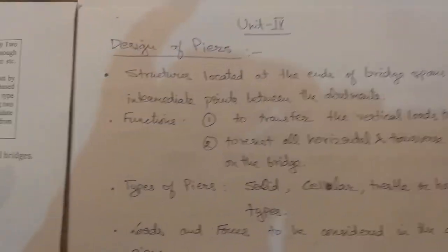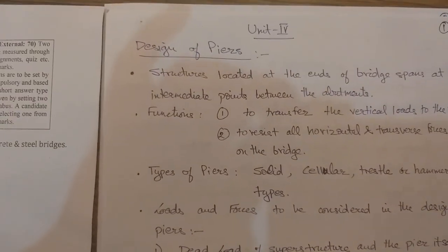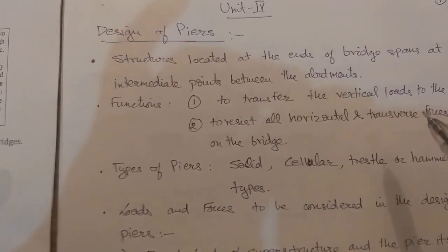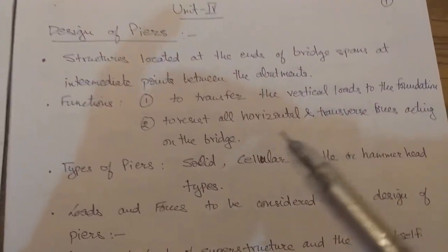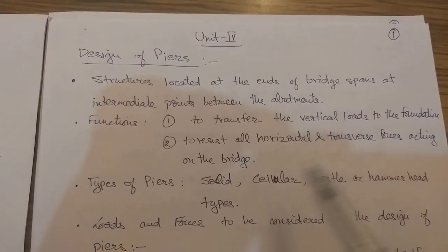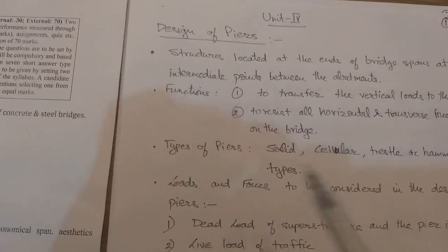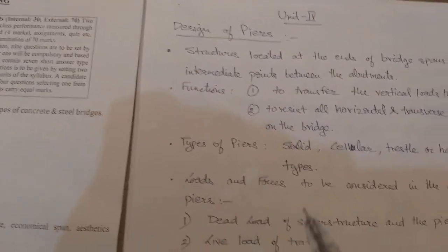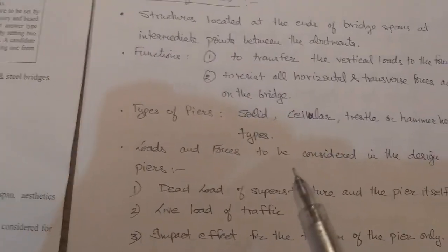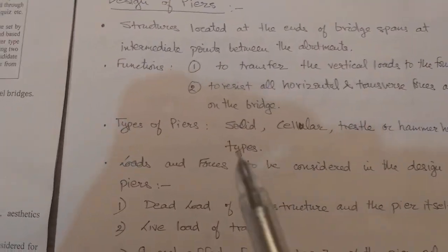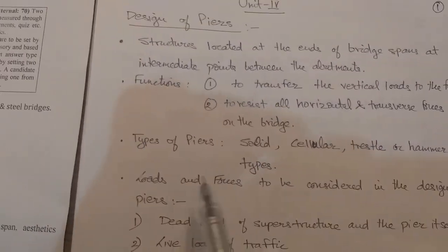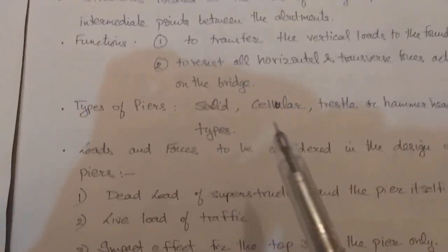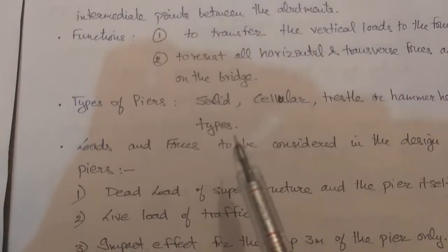Good. Then the functions: we have two basic functions, to transfer the vertical loads to the foundation, and to resist all horizontal and transverse forces acting on the bridge. So I'm giving you a brief discussion. You can go through the books for the detailed discussions with figures also. Everything is given in the book which I have referred to you. Types of piers: we have solid, cellular, trestle, or hammerhead types.